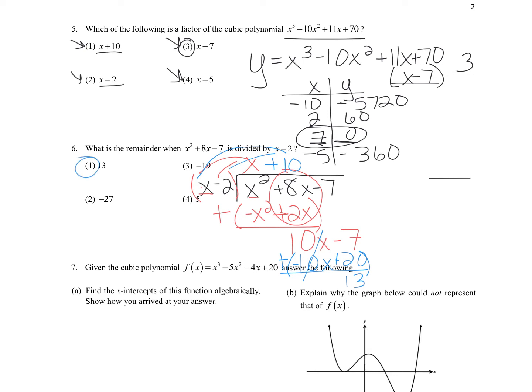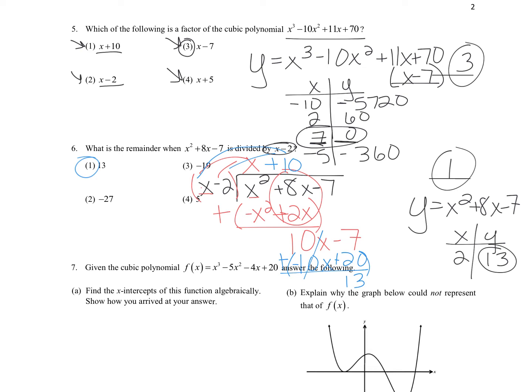Now the fast way to do this is similar to the factor theorem from number 5. I can graph x squared plus 8x minus 7 in my calculator, and then check the table at positive 2 because we're dividing by negative 2. Now, if I do that and I graph this, my y value is 13. So without even doing the long division, just calculator work, you can get the remainder, and both would give you the same answer.